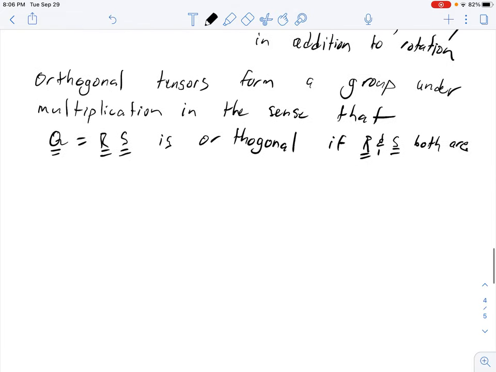If we restrict our attention to only that subset of the orthogonal group satisfying the determinant is equal to plus 1, so we're getting rid of the things that have reflections. That group is called the proper orthogonal group, which is the space of finite rotations.